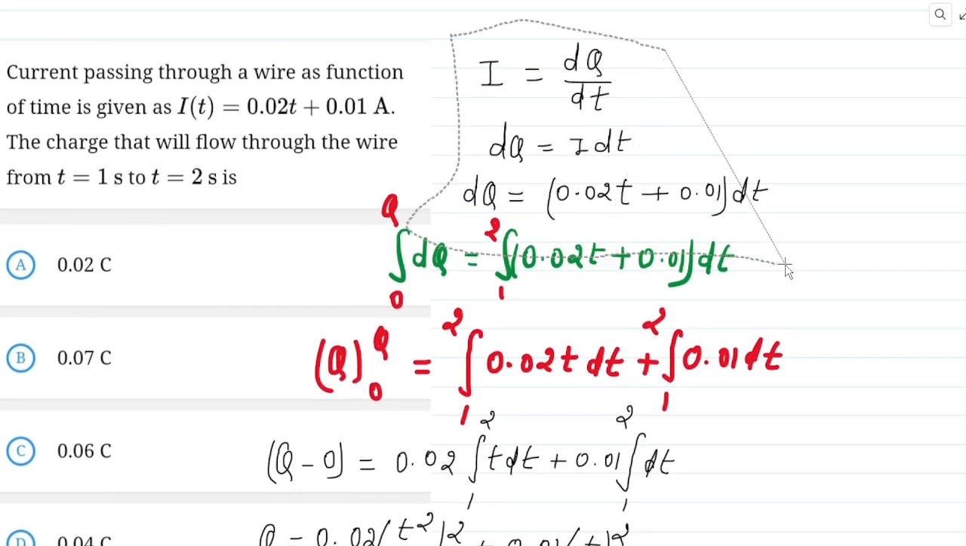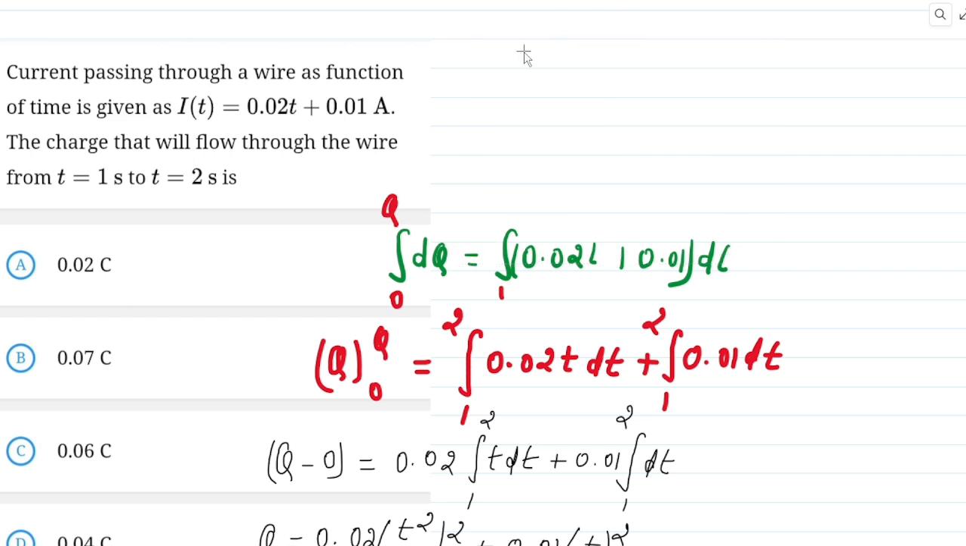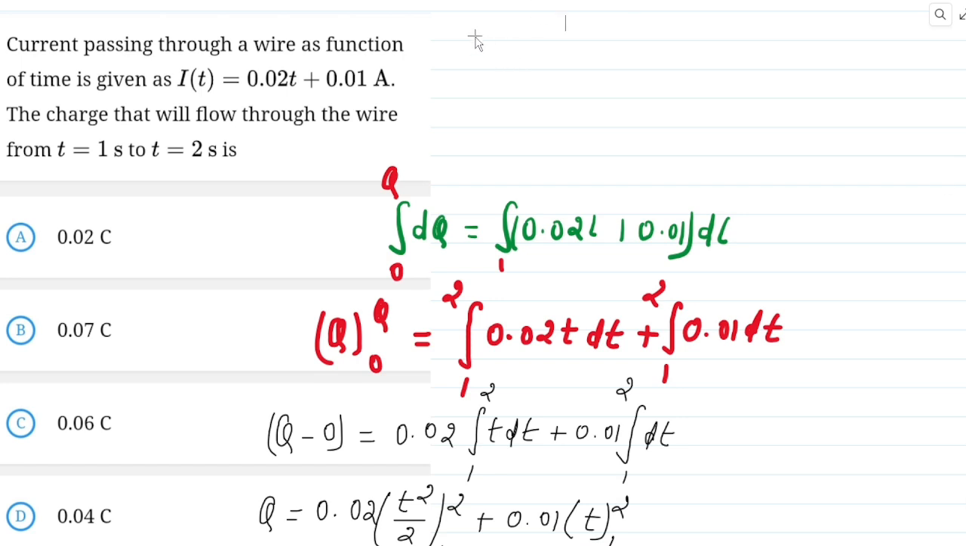We have to solve the term. So after solving, we get q is equal to 0.02 by 2, and here the limit of t square will be 1 to 2, plus 0.01, and here we have to put the limit, which is 2 minus 1.